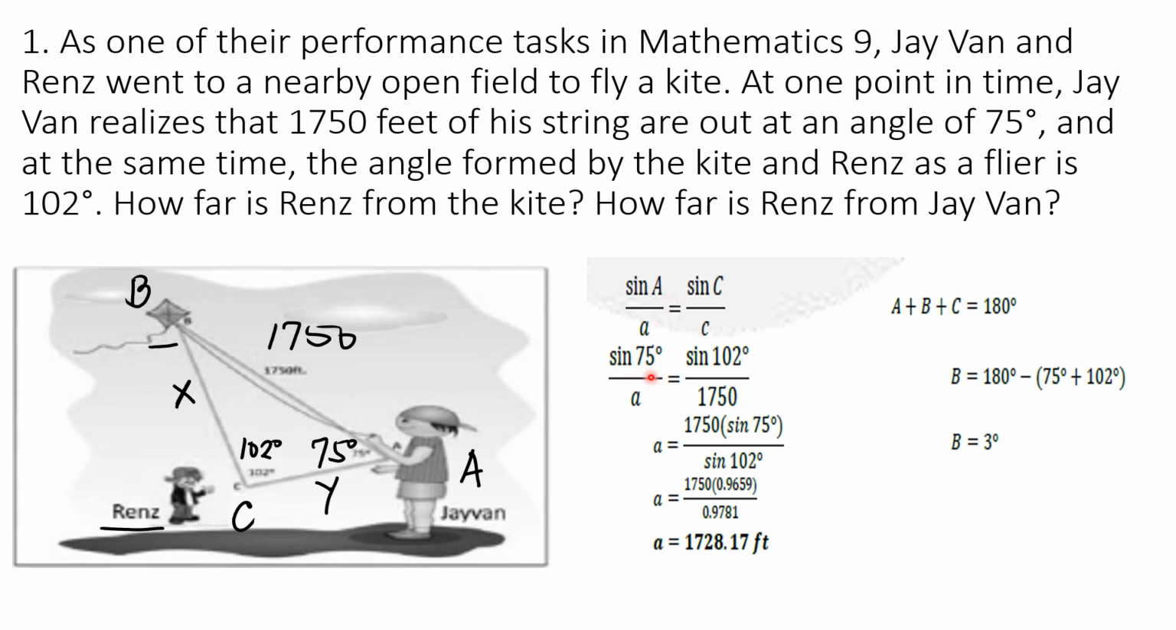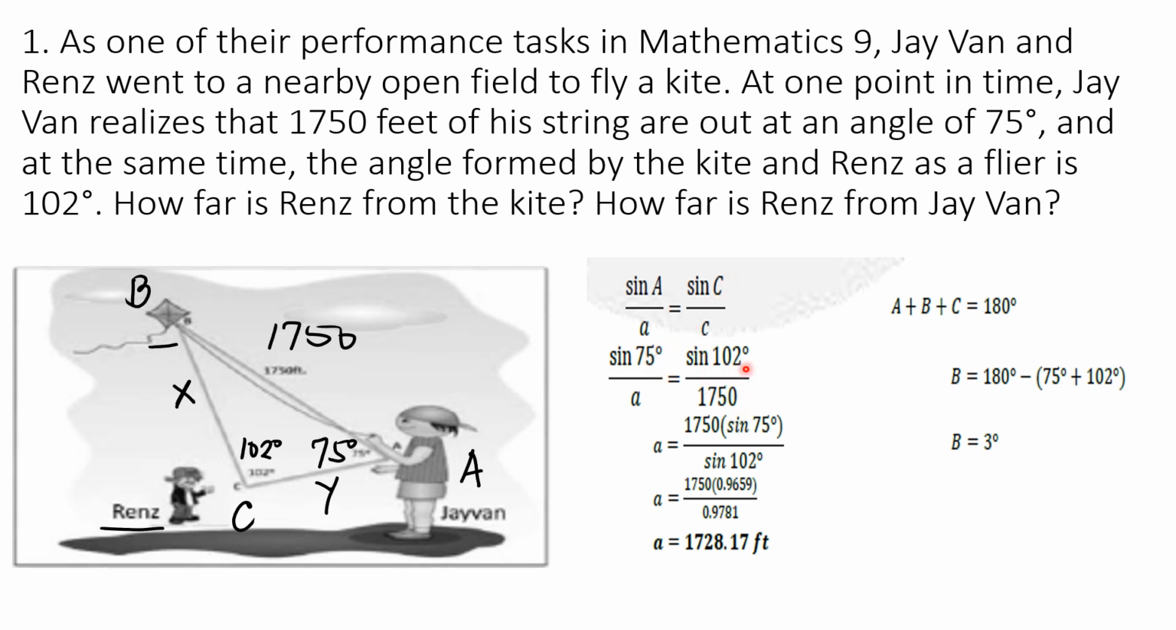Why did we use the law of sine here? Because our given here is your side C, which is 1,750, and your angle C, which is 102. The first thing that we can get here is your side A, the first missing x. So, sine 75 over a, which is your x. Your angle A is 75 degrees. Your angle C is 102 degrees. Ma'am, why is it reversed? It's okay if the angle comes first and then the side, or the side and then the angle is in the denominator. You will get the same answer.